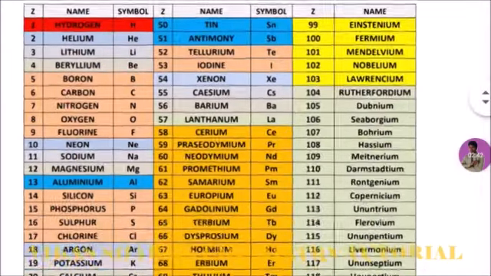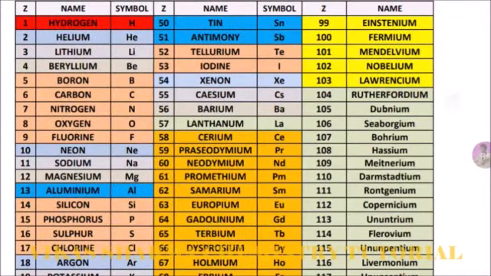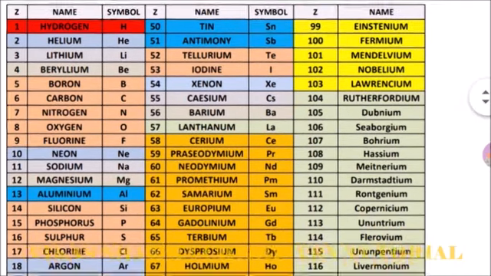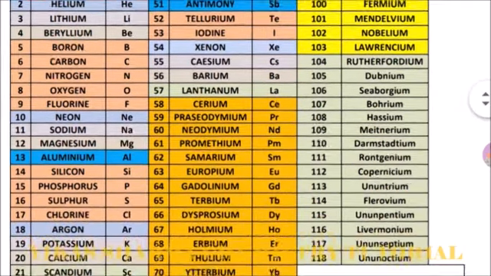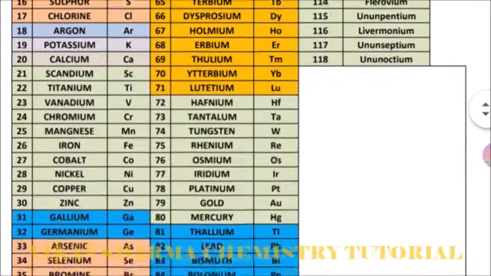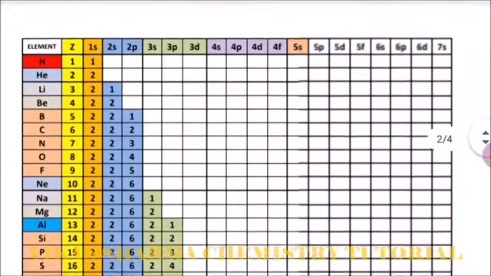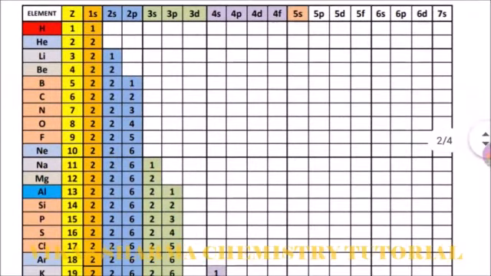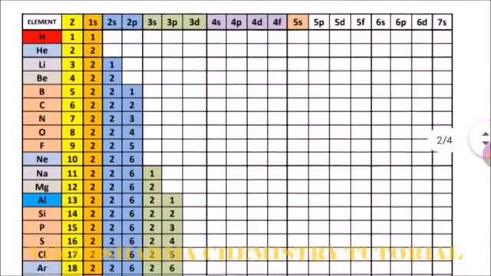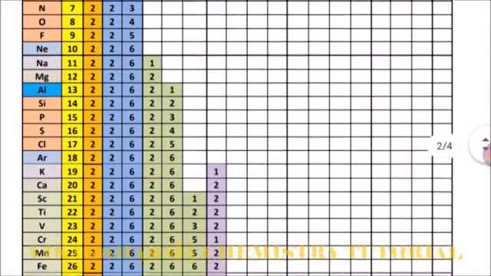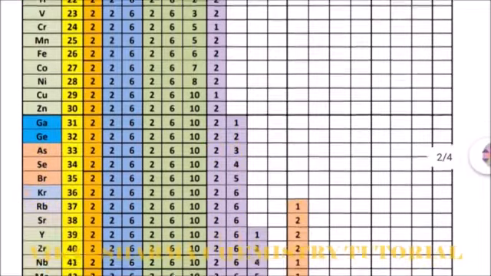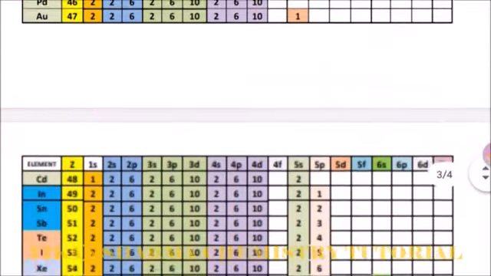Students, it's my suggestion that you learn the atomic number, the symbol, and the element's name easily. It's very useful for you. So by pausing the video you can easily understand the atomic numbers, the elements and their symbols. These are the 118 elements, their atomic numbers and names. These are the electronic configurations. You can easily watch this, and by pausing the video you can easily learn about it.